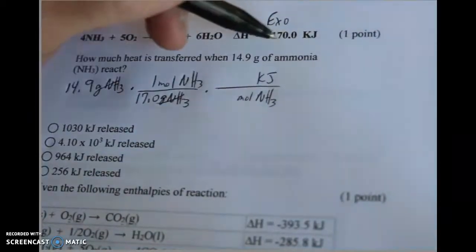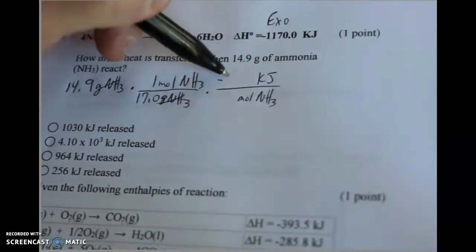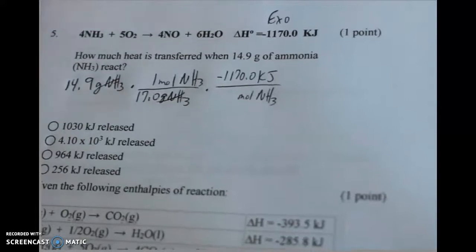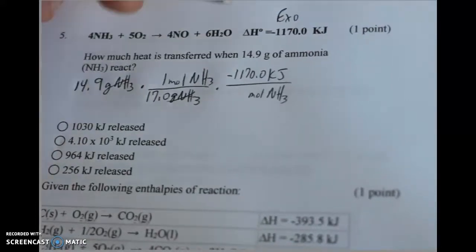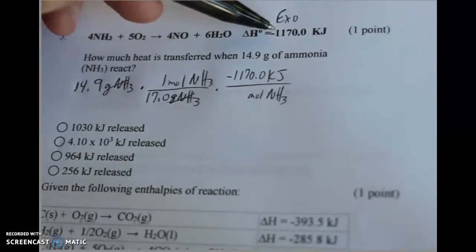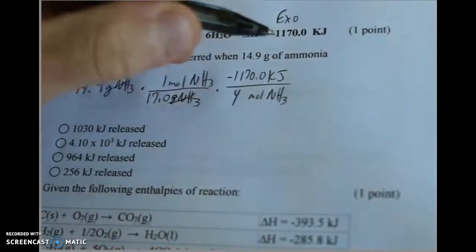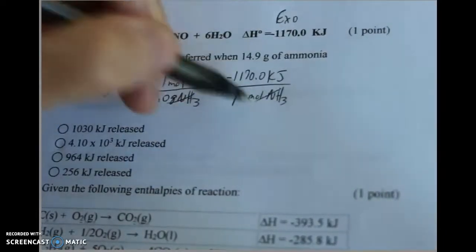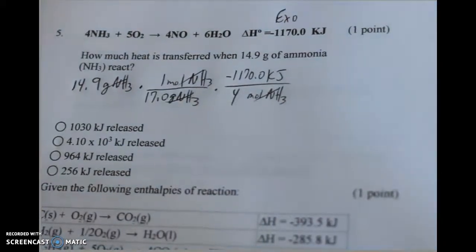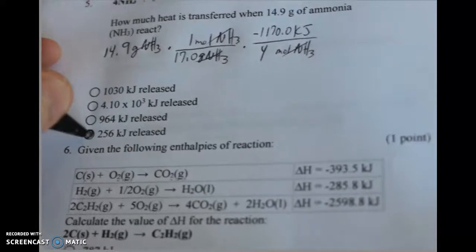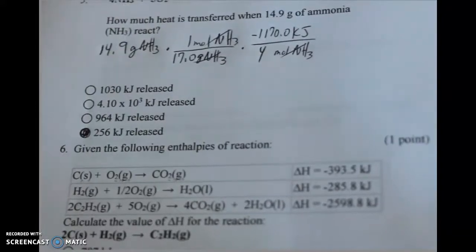The only spot kilojoules is listed is up here. It's negative 1170.0 kilojoules. And if you go to the chemical reaction to get the heat term, that's where you get the number for the moles, because remember, heat depends on amount, so it's 4 moles of ammonia that is associated with that much heat. Now moles of ammonia can cancel out, and if you do this math and round it off to the right number of significant digits, you should get 256 kilojoules released.